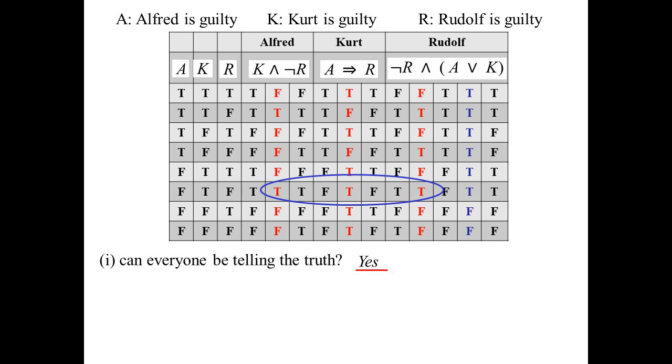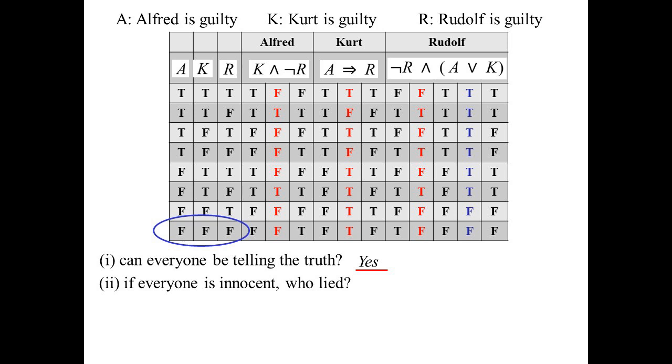Okay. If everyone is innocent, who lied? Now this one's a little bit trickier. If everyone is innocent, who lied? Okay, the statements, remember, they're all guilty. So who lied? There. I basically want this one here, because if all of these values are false, we're basically saying these 3 statements are all wrong. So that's the row I'm looking at. So who lied? I come along and see, well, whose statements were false? Well, Alfred and Rudolph lied.